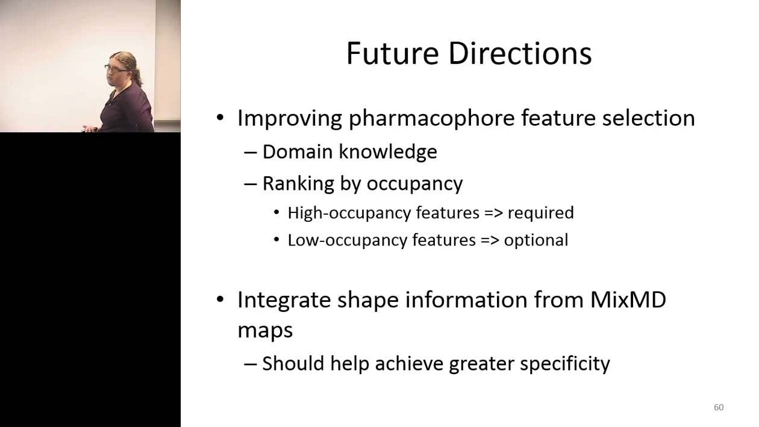If you had domain knowledge, for example, if you knew that specific interactions were characteristics of inhibitors, you could preferentially select those Pharmacophore features, or possibly rank them by occupancy. For example, you might use high occupancy features and make those required, or low occupancy features and have those optional, which might help to bias your compounds towards things that would be inhibitors. You could also potentially integrate some of the shape information from these maps. Typically we represent these as generic spheres, but incorporating some more complex shape information might help you to get greater specificity.